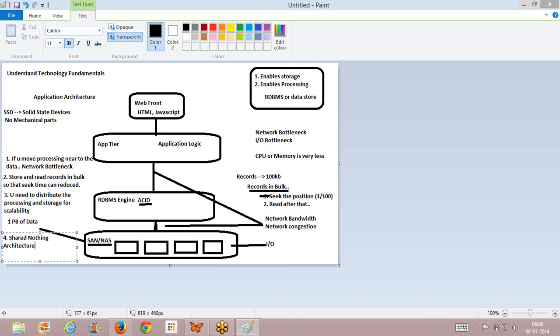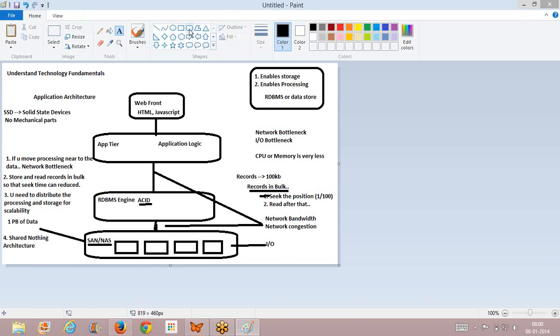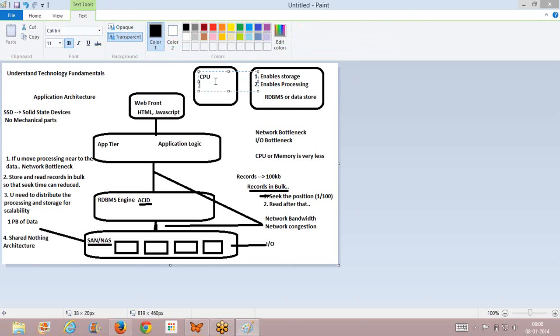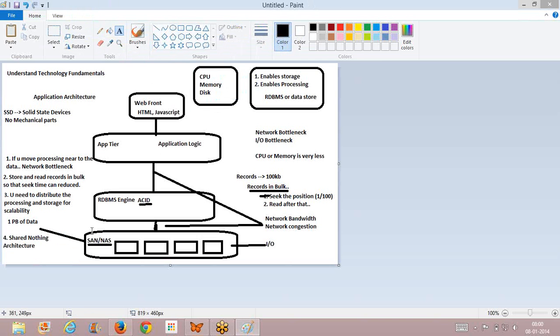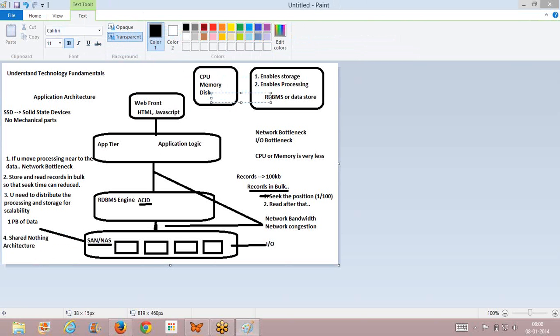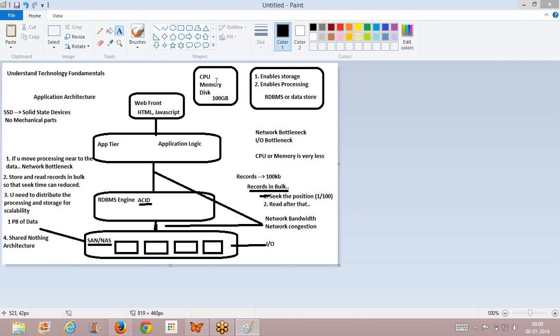In a shared nothing architecture, let's say you have a machine. The machine has a CPU, memory, and a disk. All of these are dedicated to one machine. Let's say there is 100 GB of data on this disk. Only this processor is going to process that 100 GB of data, and it is going to use this memory. Another machine will also have 100 GB of data, and that processor will do data local processing. There is no sharing of data between this 100 GB and the other 100 GB. Each one will act independently.